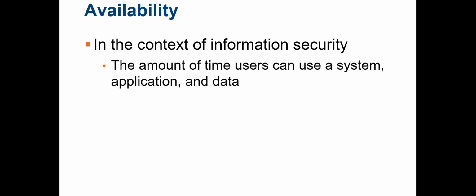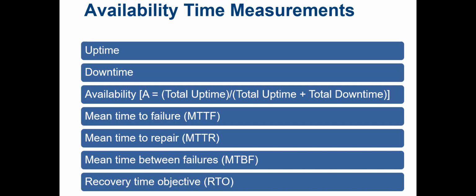In the context of information security, availability is generally expressed as the amount of time users can use a system, application, and data. Some common availability time measurements include the following. You have uptime, which is the amount of total time that a system, application, or data are accessible. Downtime, which is the total amount of time that a system, application, and data are not accessible.